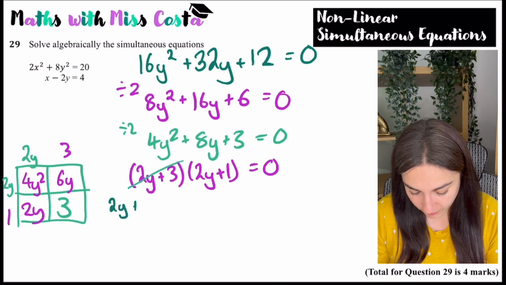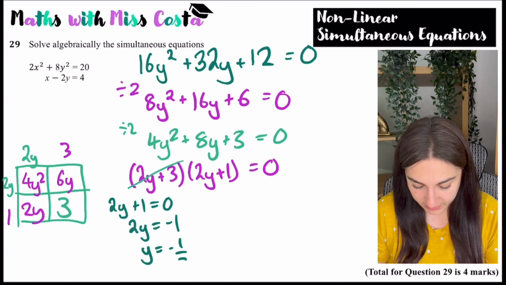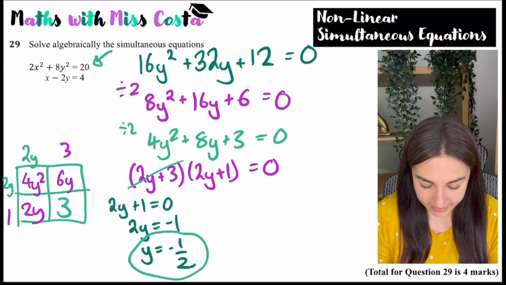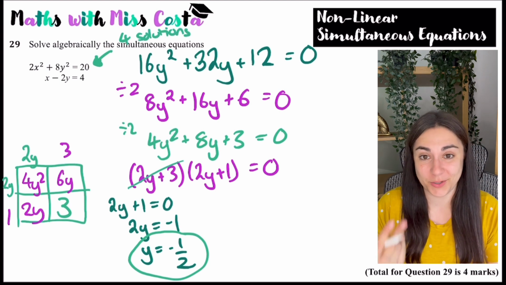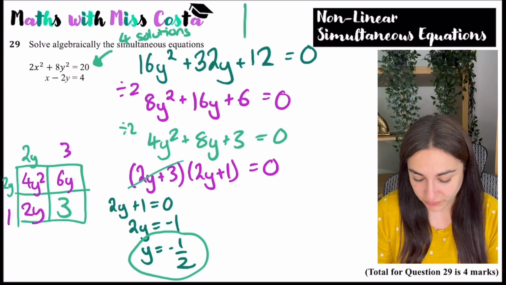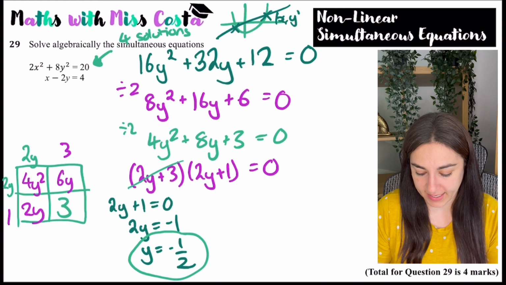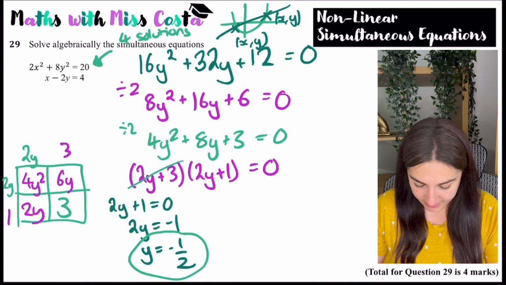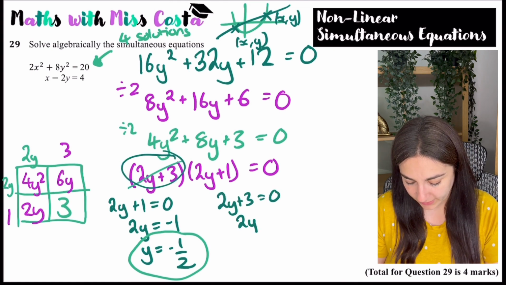So 2y plus 1 equals 0, therefore 2y equals minus 1, therefore y equals minus a half. So one of my y values is minus a half. Top tip, generally you're always going to get four solutions, 2 x values and 2 y values, because when a quadratic and a linear meet, there are 2 sets of coordinates, x, y and x, y. So just bear that in mind. Then this bracket: 2y plus 3 equals 0, so 2y equals minus 3 and y equals minus 3 over 2.